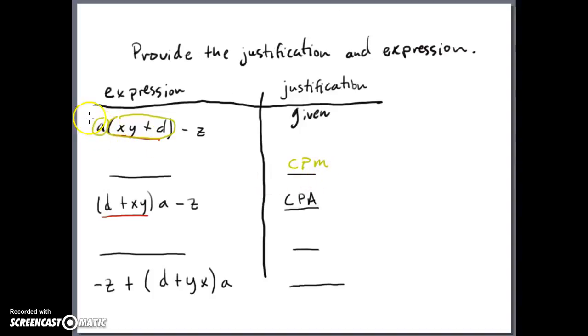So we can say that they commuted the factors, right? And if they commuted these factors first, what would it look like? We would type in parentheses, xy plus d, close parentheses, times a, we don't need to put any symbol between them, we know they're being multiplied, minus z. So now they've commuted the terms inside, right? And they've gotten to this expression.